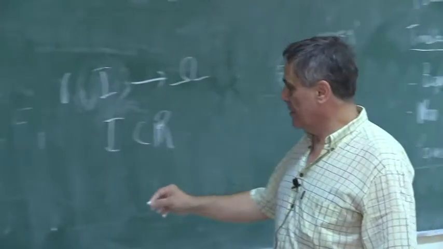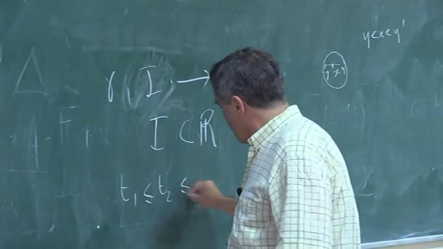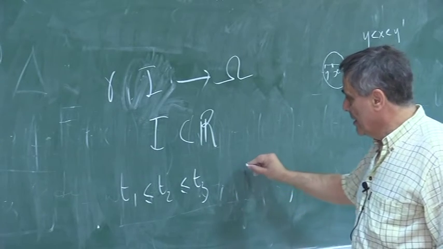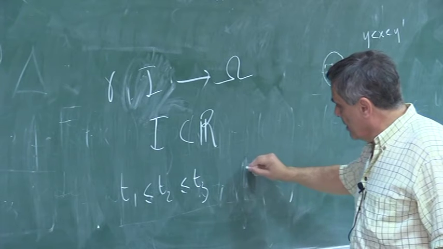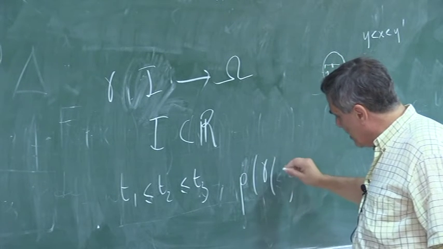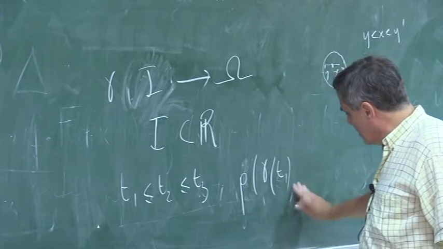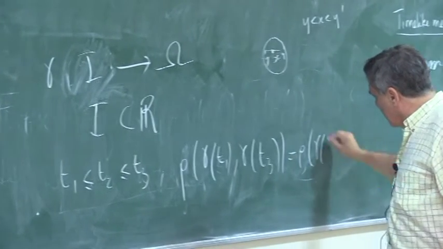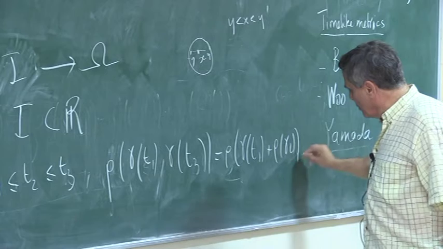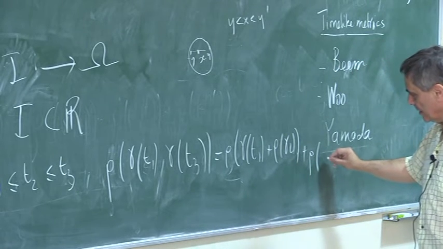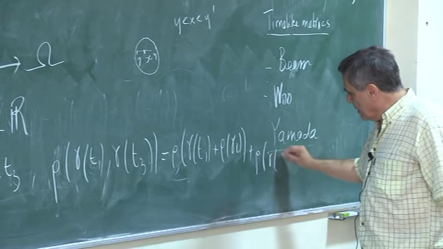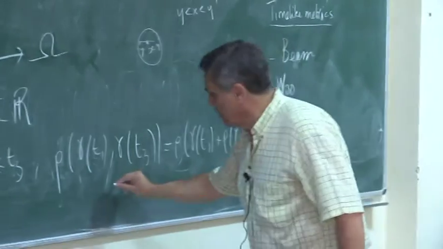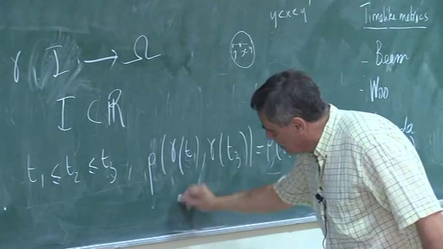And I want here, let's take T1, T2, T3. Now this is the order relation in R. When I have this, I want rho of gamma T1, gamma T3 to be equal to rho of gamma T1, gamma T2 plus rho of gamma T2, gamma T3. So this is for any T1, T2, T3.